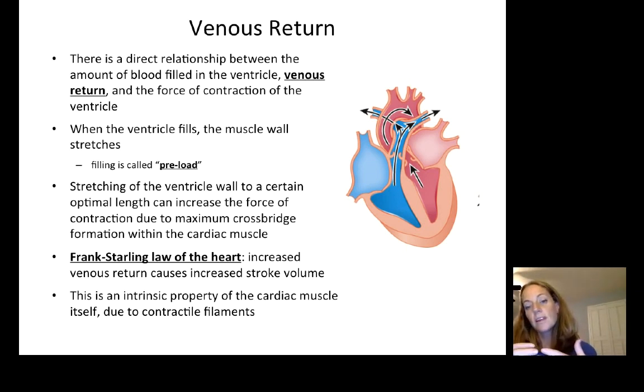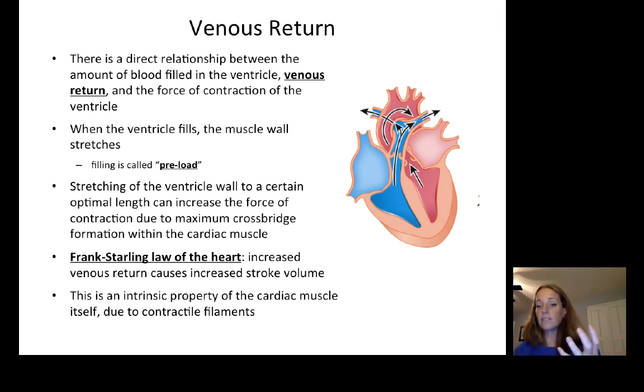cross bridges. So in the muscle physiology lecture, we talked about this optimal overlap for the myosin to grab on to the actin. This is the same relationship in the heart, where if it's too stretched out, then the myosin can't grab onto the actin. If it's too close, there's not going to be much of a change. There's an optimal stretch of the heart at which you get a maximum contraction of the heart.